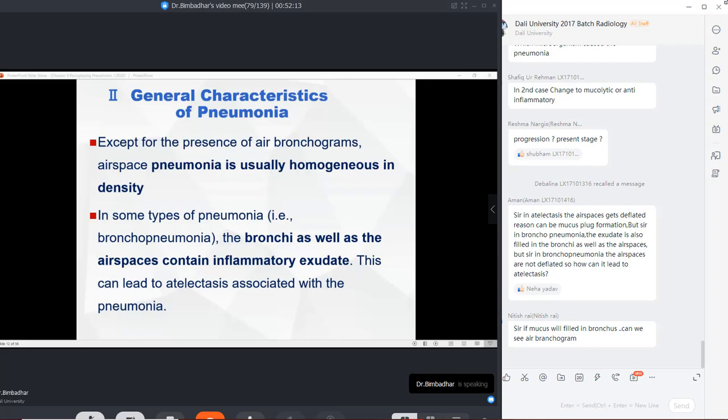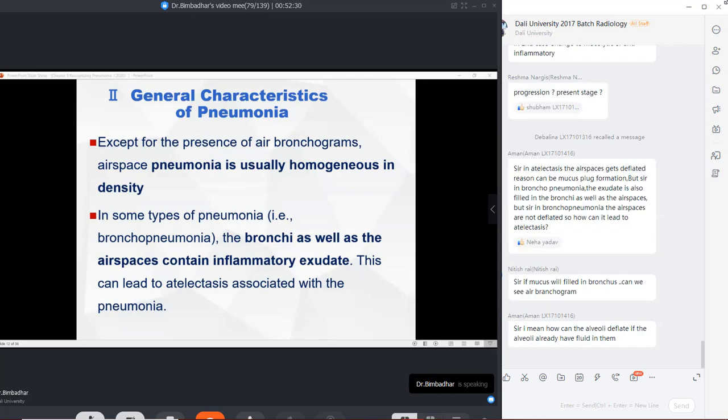No, you see here, if the mucus is filled within the bronchus, we cannot see air bronchogram. Air bronchograms are only air-filled bronchi, which means they are completely patent. They are completely open. They are not filled up with anything. All the mucus that has been produced will eventually settle down in the alveoli. Is that okay, Nitesh? Bronchi are completely patent, completely open, in an air bronchogram pattern. Get it?